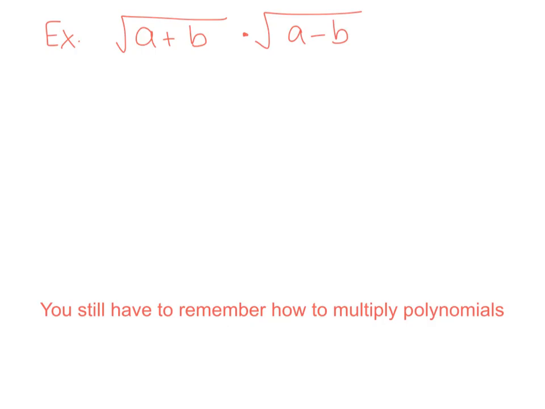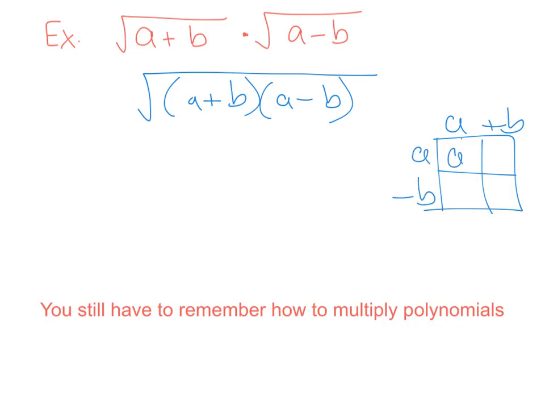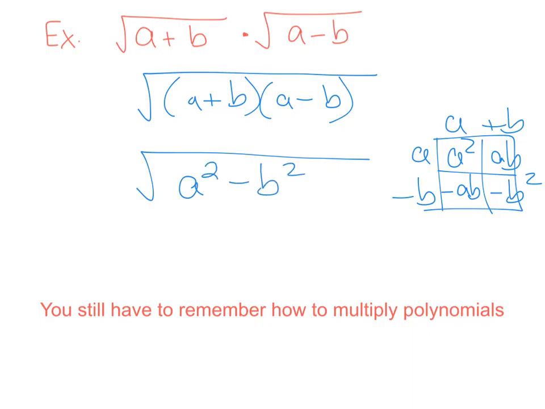All right, now the hint on this one is you still have to remember how to multiply polynomials. So here you've got the square root times the square root, which means under the square root, you would have a plus b times a minus b. So I'm going to go ahead and simplify that. You could do a quick box method of the a plus b and a minus b. However you decide to do that, that is up to you. And then minus b squared. But under the square root then would still be just a squared minus b squared. Can't go anywhere with it. You have simplified it.